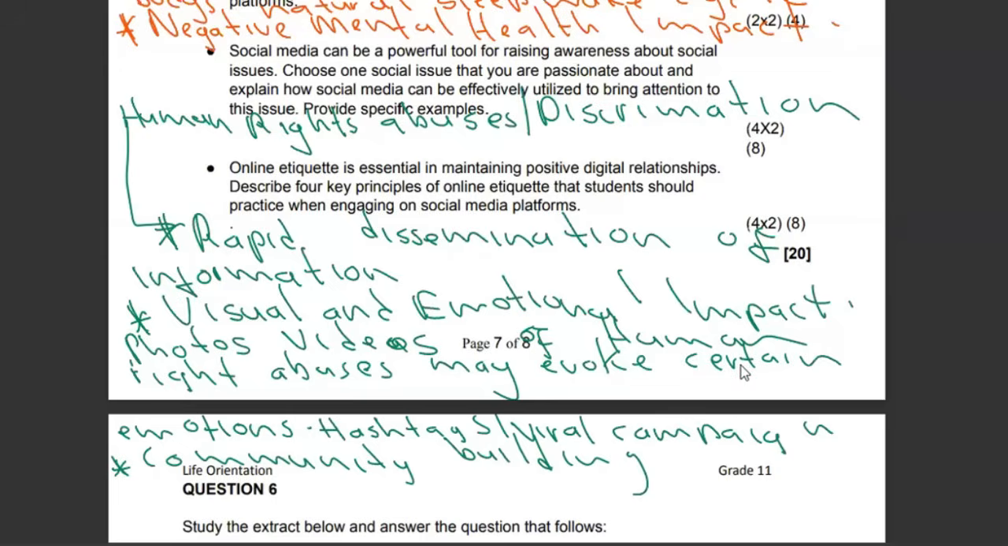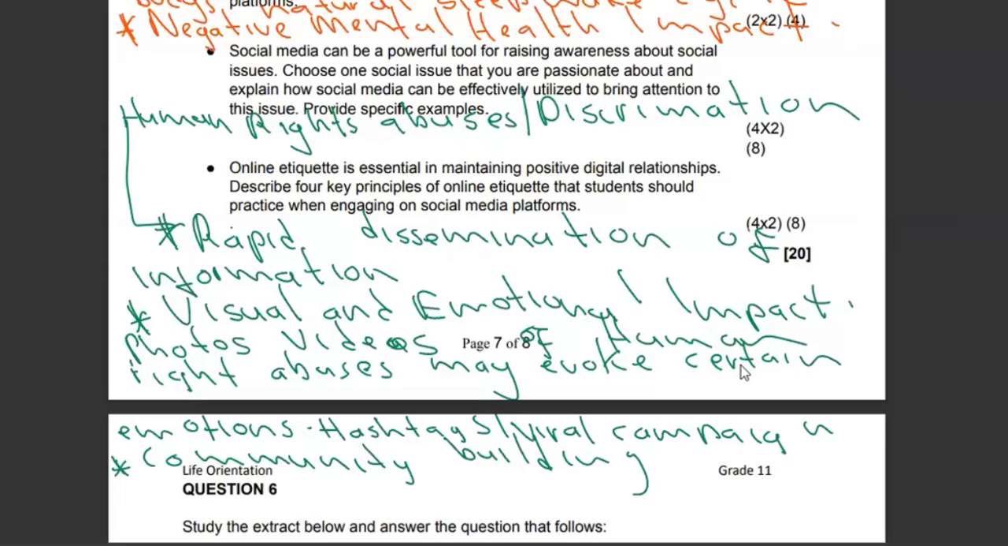Then there is also the global reach. Social media transcends geographical boundaries. It does not have physical geographical boundaries. It can reach different places, enabling awareness campaigns to reach a global audience. This global reach is particularly useful for issues that require international attention, such as climate change or human rights abuses.